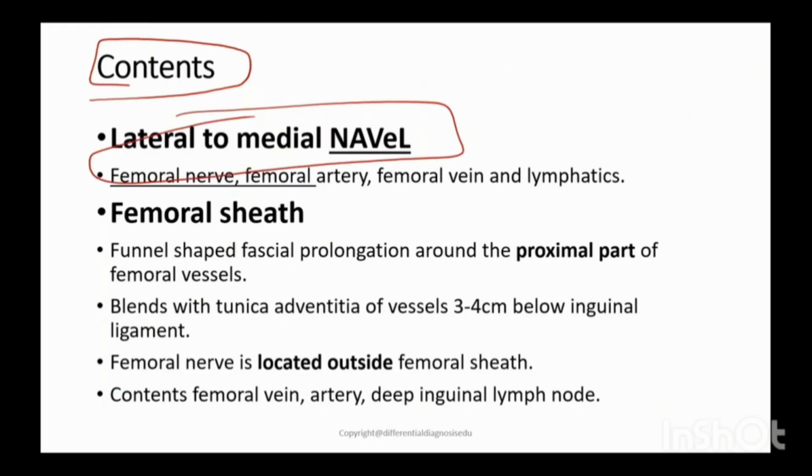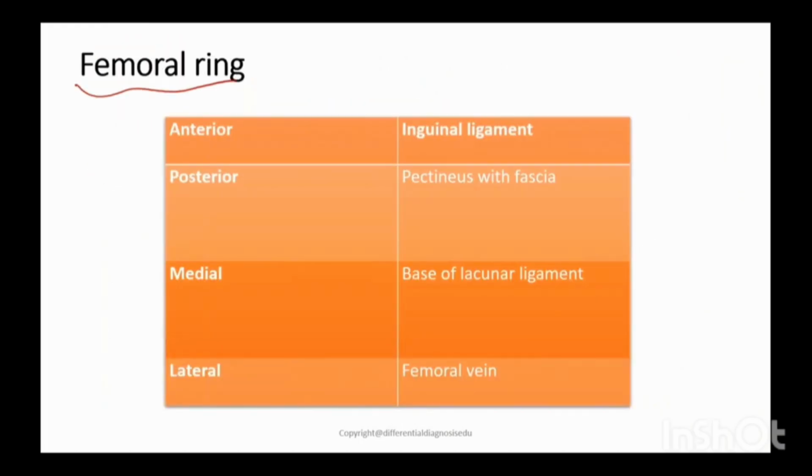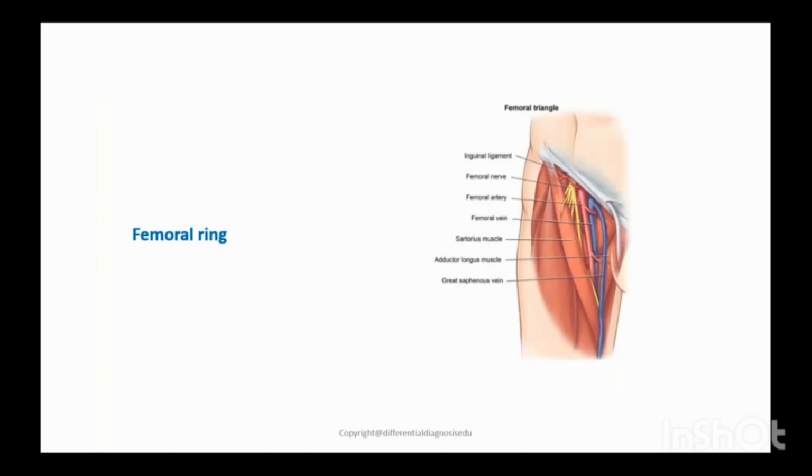Next is the femoral ring. So again, they will not ask you about the boundaries, but anteriorly there is the inguinal ligament. Posteriorly, pectineus muscle. Medial is the base of the lacunar ligament. Lateral is the femoral vein. So the femoral ring is located somewhere here. Again, the femoral ring is not very important. They will not ask you about that.